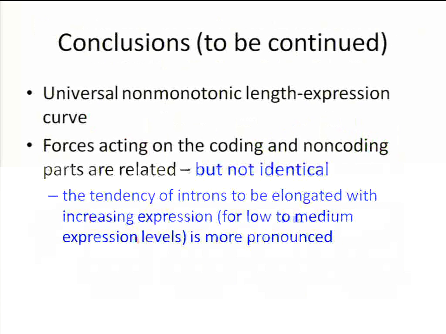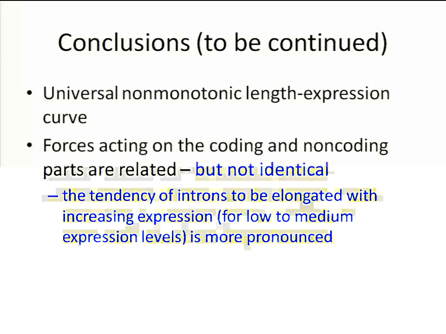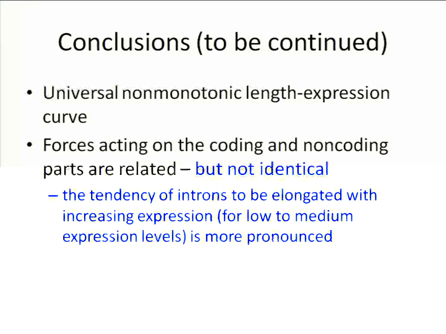So there is some coordination in the way the coding and non-coding parts increase or decrease their length, but the forces do not seem to be identical. There seem to be differences in the forces that are acting on the coding and non-coding parts. In particular, introns tend to be elongated in a much more pronounced way for genes with very low expression.